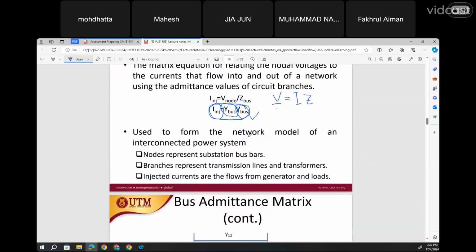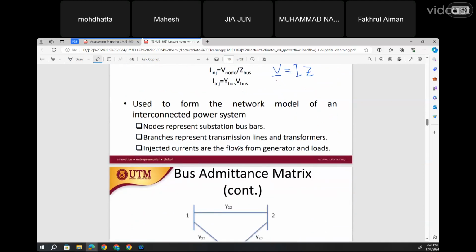Okay, right. Here is some of the description of what we discussed just now. Nodes represent the bus bar, the substation bus bar. I missed this keyword; it's supposed to be bus bar, not bus terminal. Okay.